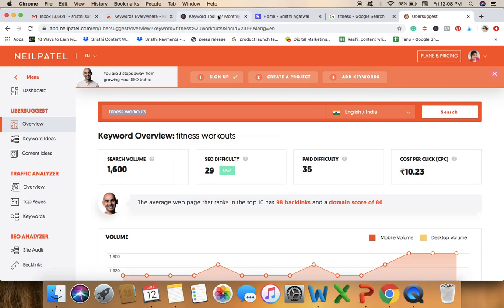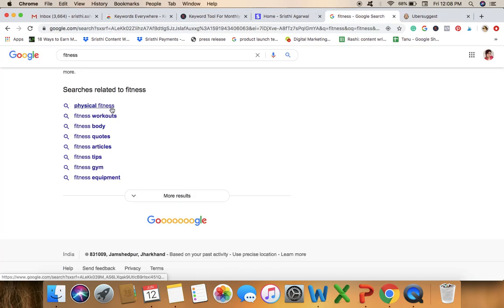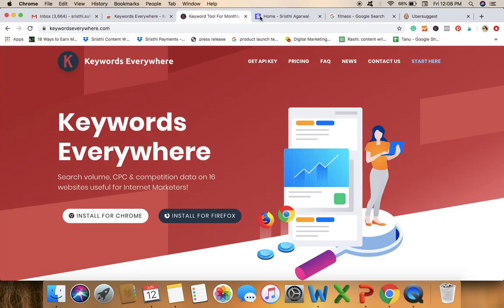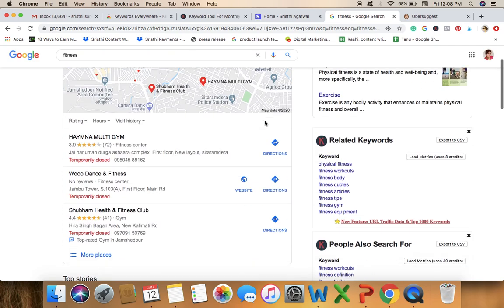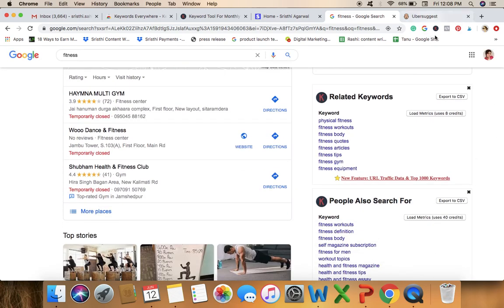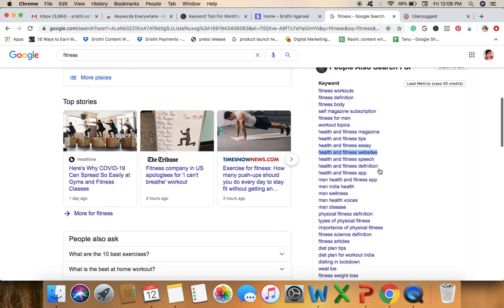Step 1 is go on Google and search for the keyword you're looking for. Then you go and check out what Keywords Everywhere is suggesting. Once you put the extension on Chrome, you can actually see all the related keywords here.